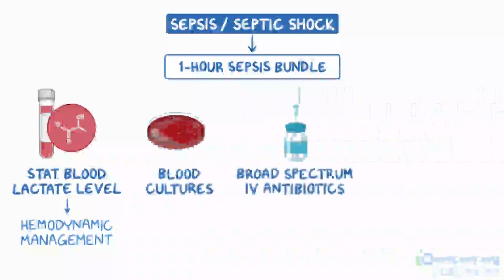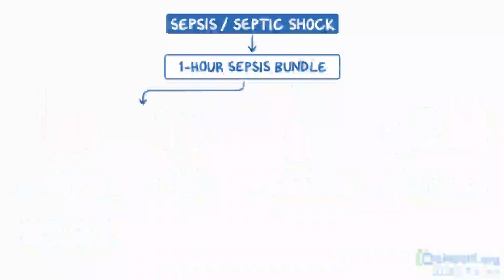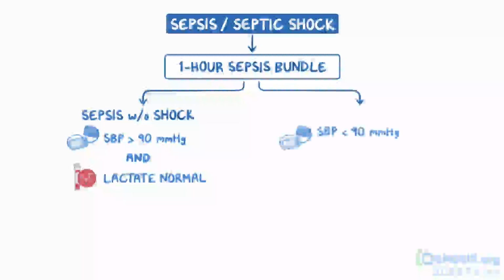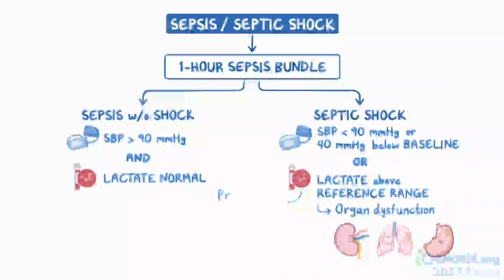Finally, focus on the SBP and the lactate level results. If the SBP is above 90 millimeters of mercury and the lactate level is normal, your patient has sepsis without shock. On the other hand, if your patient's presenting or subsequent SBP is below 90 millimeters of mercury or has fallen 40 millimeters of mercury below baseline, or if the lactate level is above reference range, your patient has septic shock. The presence of an elevated lactate level is an indirect indicator of organ dysfunction, as lactate is produced in the setting of hypoperfusion.